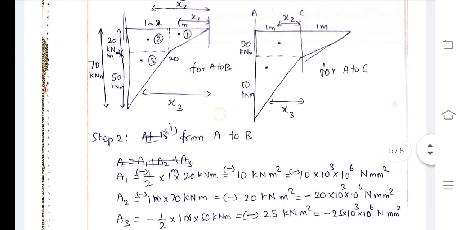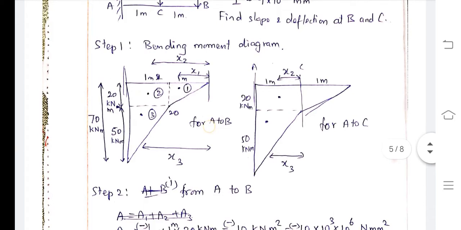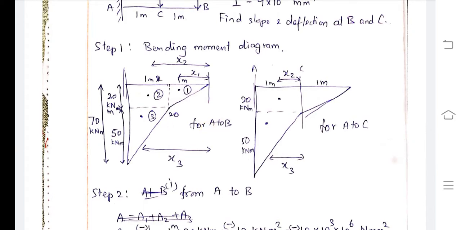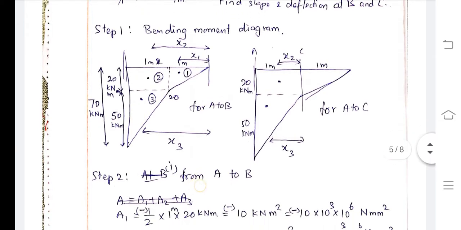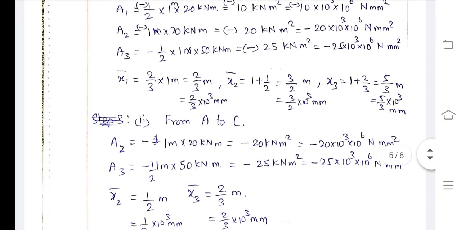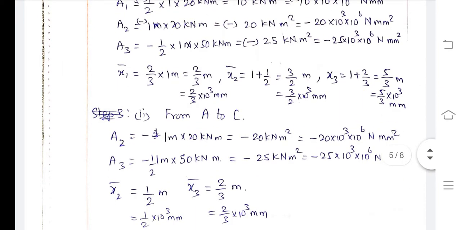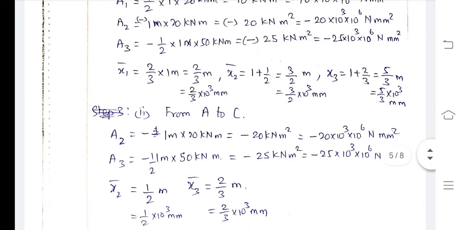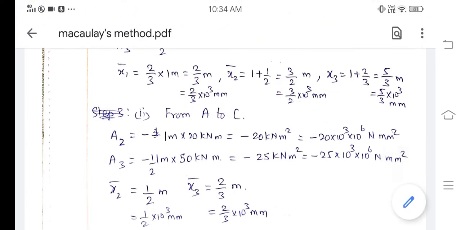Then x3. So for the third one, from here to here already it is 1 meter, then here it is 2 by 3 of 1. So 1 plus 2 by 3 of 1 equals 5 by 3 meters. This is also converted into millimeters. You can see that everything is converted to millimeters.